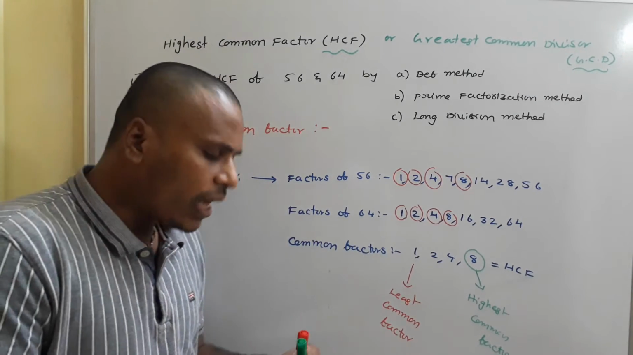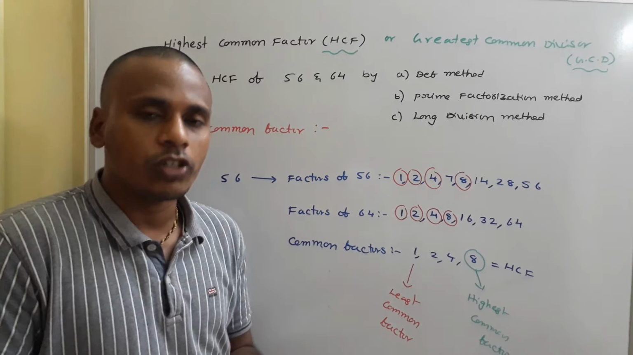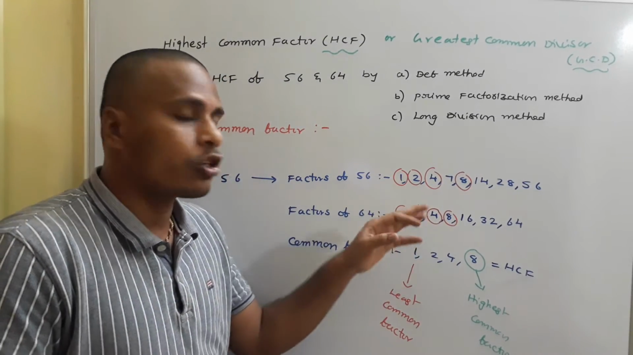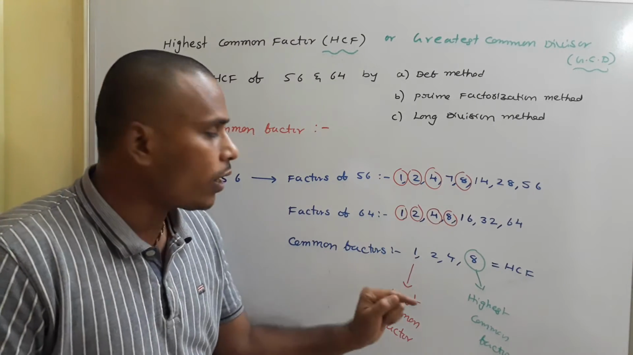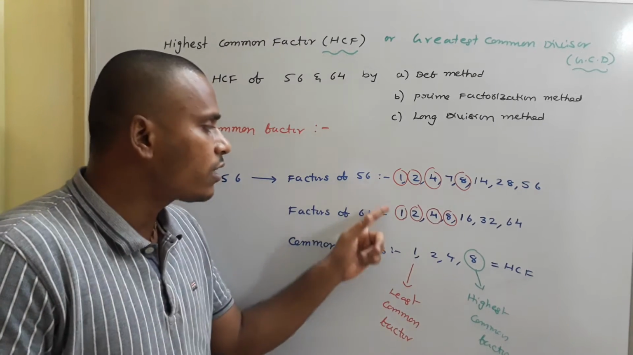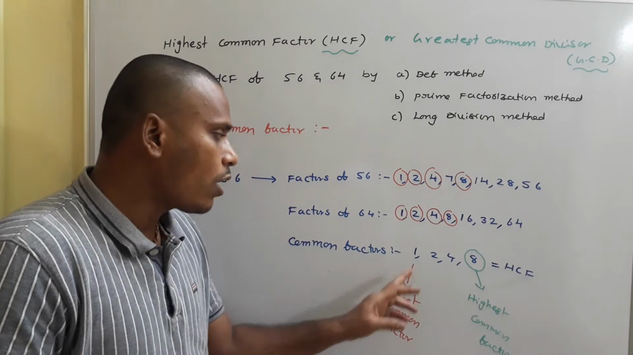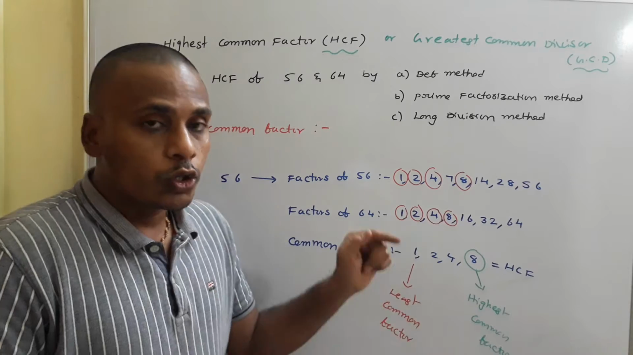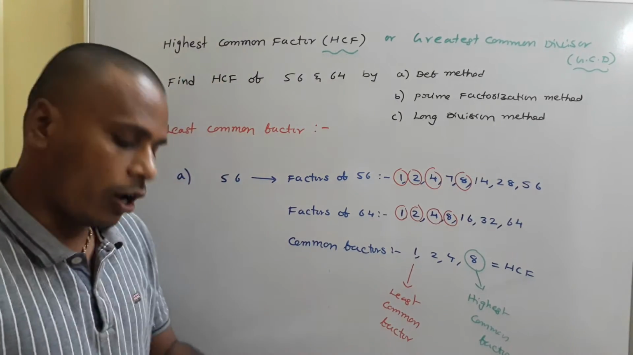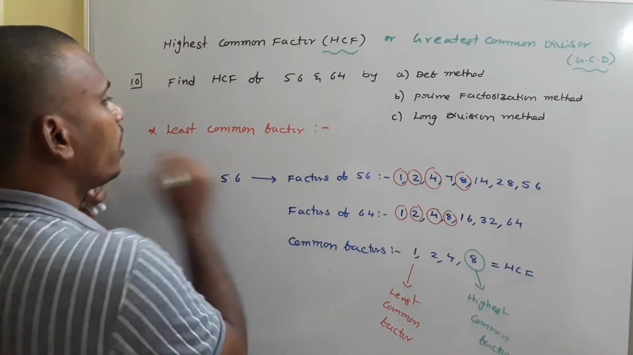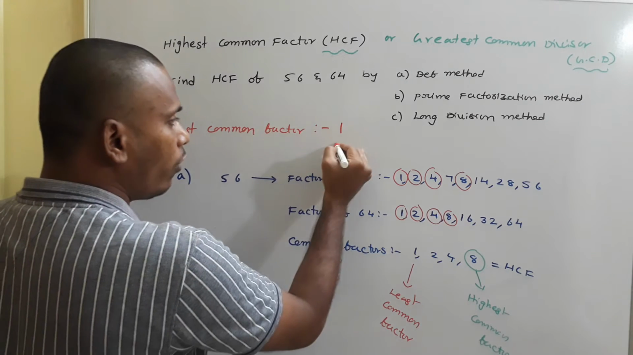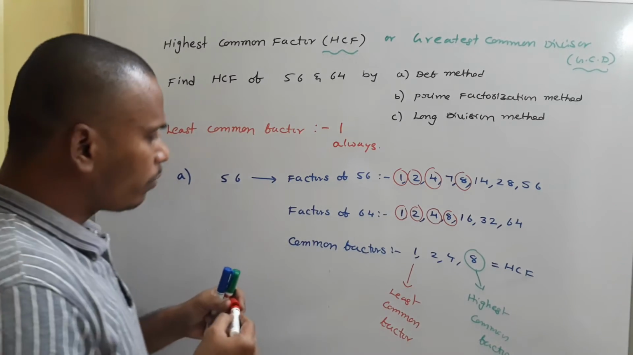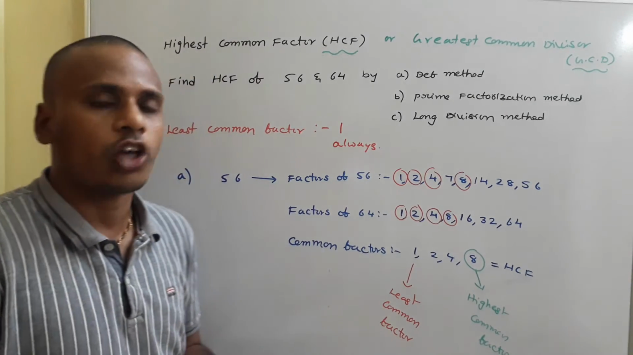If anybody asks you to mention the least common factor, it is 1. If you take any two numbers or three numbers, while listing factors, 1 is always involved, because 1 is a factor of every number. So in the list of common factors you will always get 1, and that is the least one. So the least common factor is always 1, for any pair of numbers or any three or more numbers.